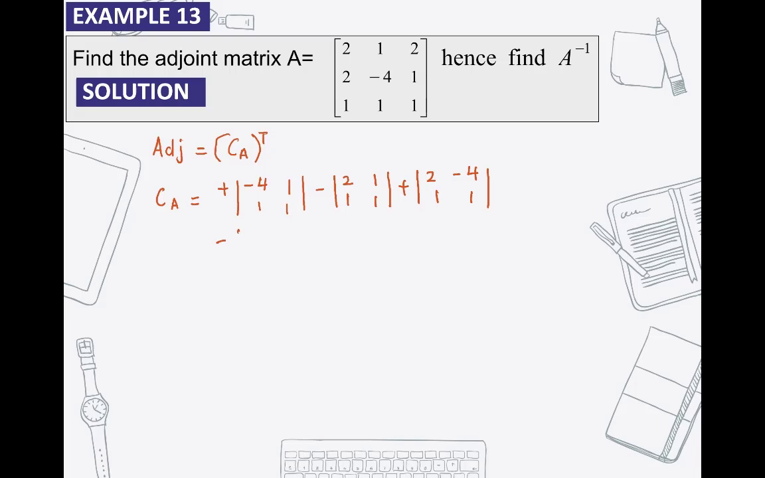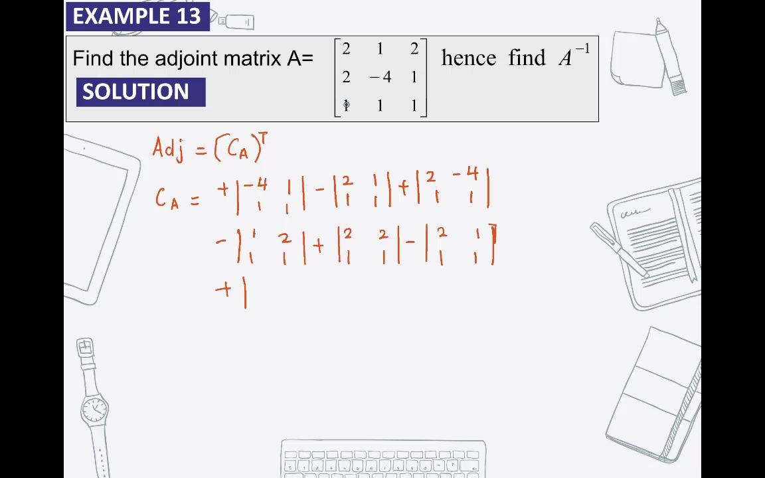Next we're going to go to row 2 and we're going to start with a negative sign. For row 2, we're going to eliminate row 2 column 1, so we will be left with the determinant of 1, 2, 1, 1, followed by a positive sign, eliminate row 2 column 2, so we will be having 2, 2, 1, 1, followed by a negative sign, eliminate row 2 column 3, we will be having 2, 1, 1, 1. Okay, sorry, this is the determinant sign. The next sign will be a positive.